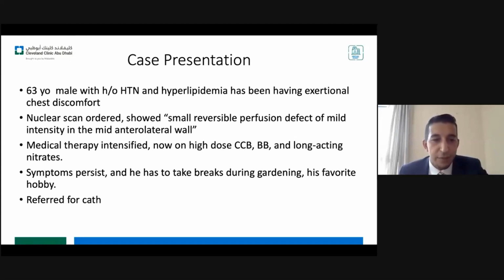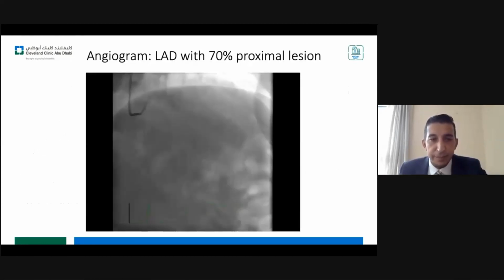They decided to optimize his medical therapy. He's now on a high-dose calcium channel blocker, high-dose beta blocker, and a long-acting nitrate. However, his symptoms have persisted in spite of this. He likes to garden, so he has to take breaks during his gardening, which is his favorite hobby, and doesn't get out as much since these symptoms have started. So he was referred for a cardiac cath.